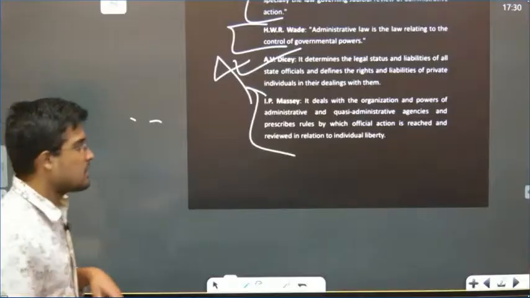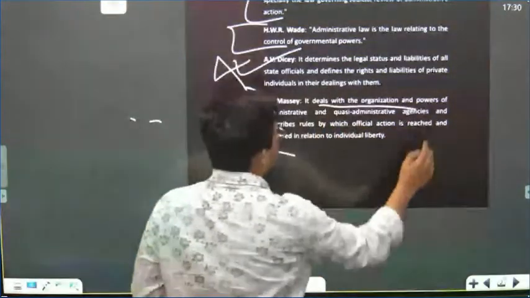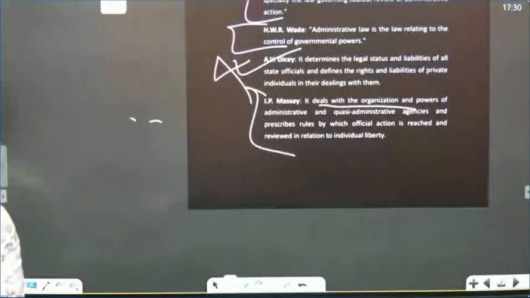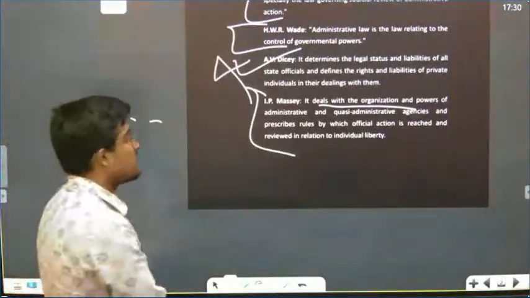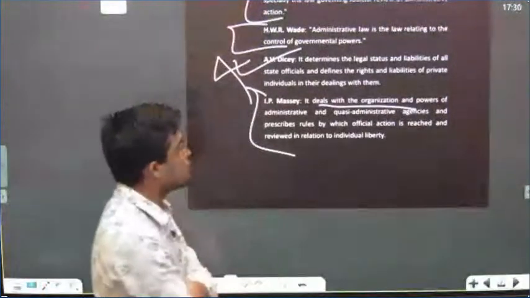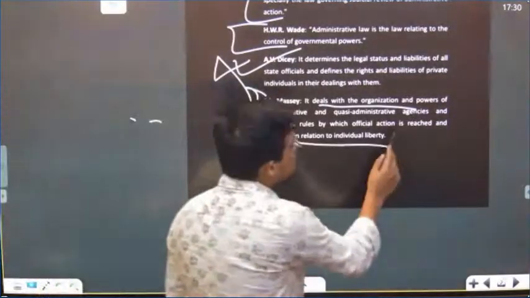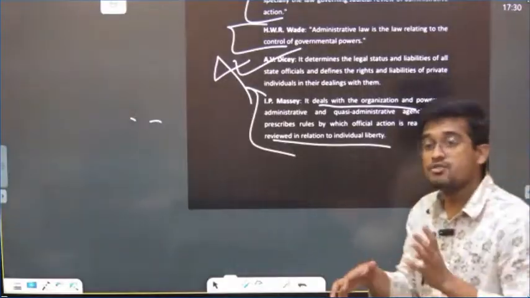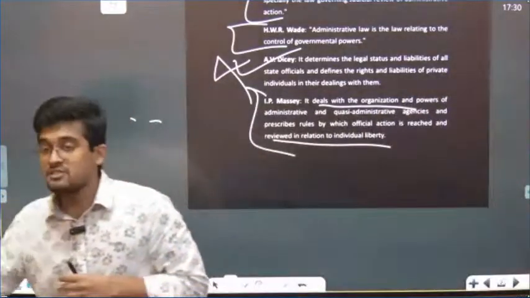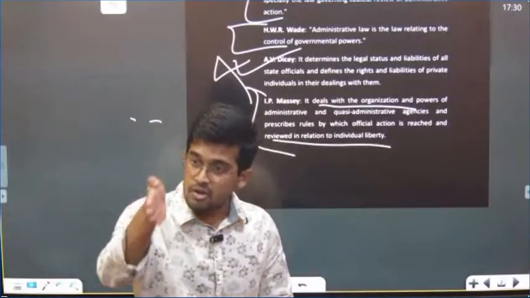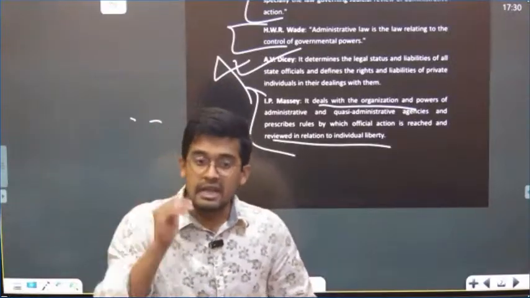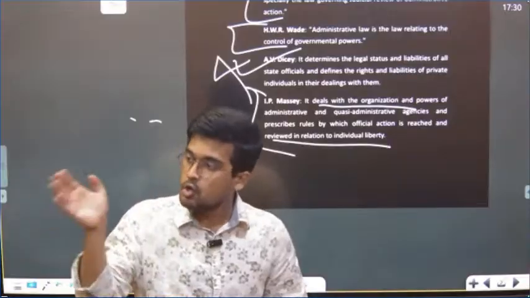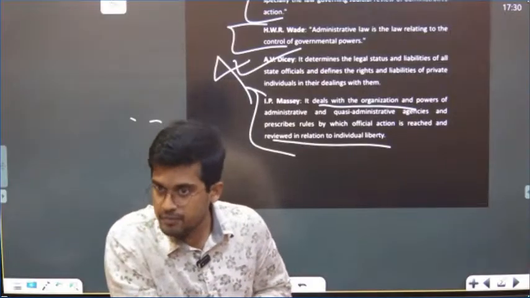Basically, he says administrative law deals with the organization and powers of administrative and quasi-administrative agencies and prescribes rules by which official action is reached and reviewed in relation to individual liberty. Basically, to protect the individual's liberty from the actions of the state, administrative law stands in between to regulate and ensure that no arbitrary action happens. Understood?